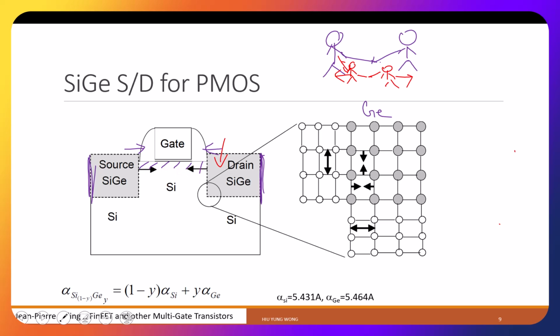Make sense? Doesn't doping also cause stress? Yeah, doping will cause it, but usually doping is low. 1E20 is like 1 in every 1,000 atoms. So at that level it is not what we are interested in. Here we are talking about percentage, like 10% of germanium means every 10 silicon atoms you have 1 germanium. But doping is talking about every 1,000 silicon you have a boron. But if you have a really heavily doped device region, you do have this stress effect. People study that.